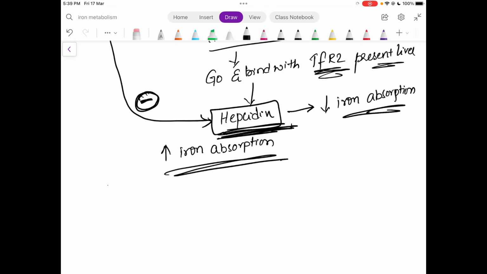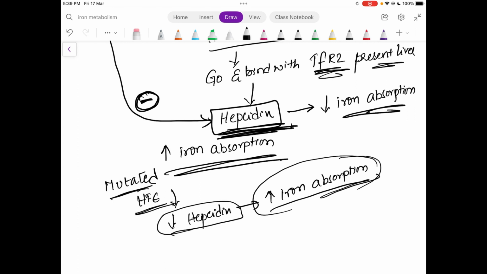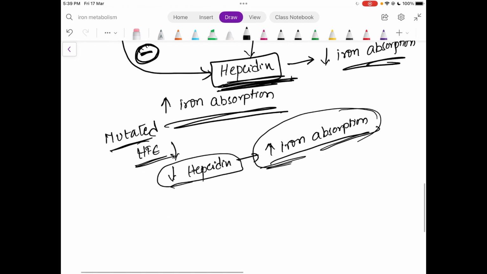This mutated HFE will decrease hepcidin, which will cause increased iron absorption, because hepcidin will bind with the ferroportin and it will prevent increased flow of iron into the blood from the basolateral membrane of an intestinal cell. If this mutated HFE decreases hepcidin synthesis, then iron absorption cannot be stopped. That's why they will cause iron overload.